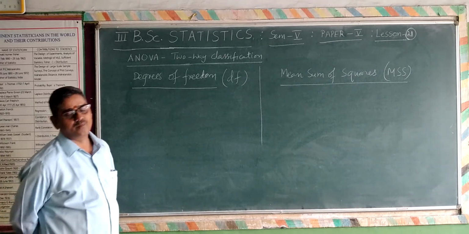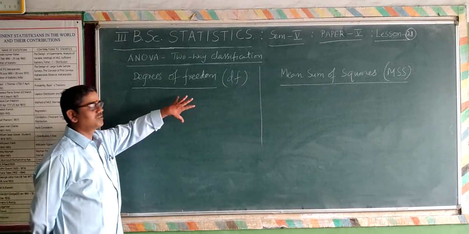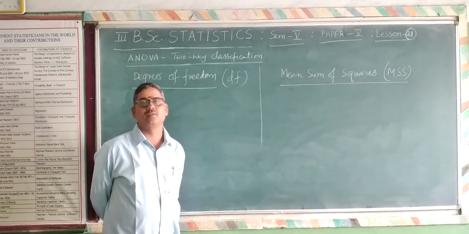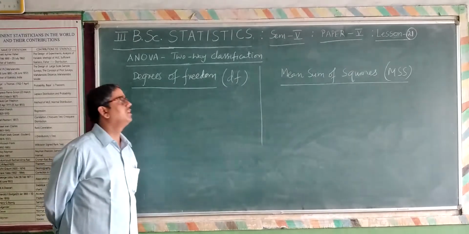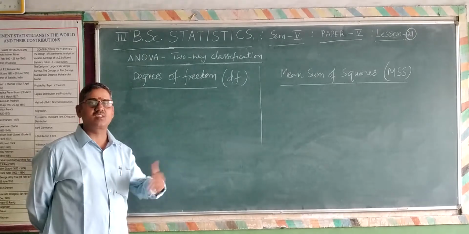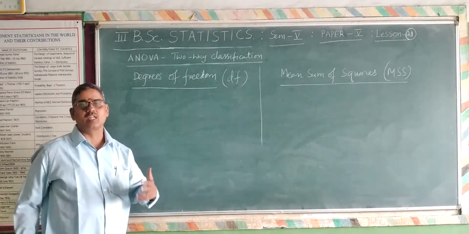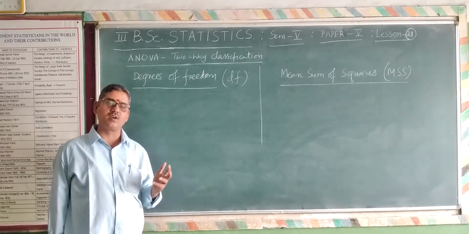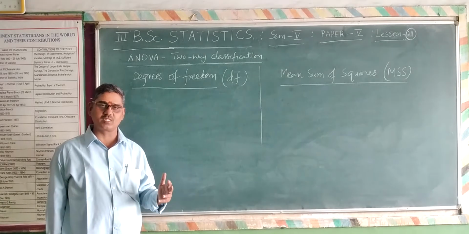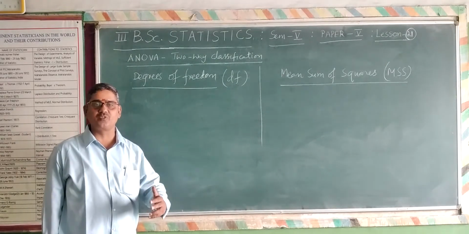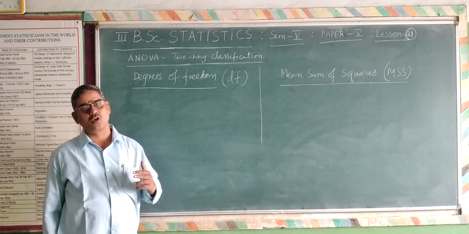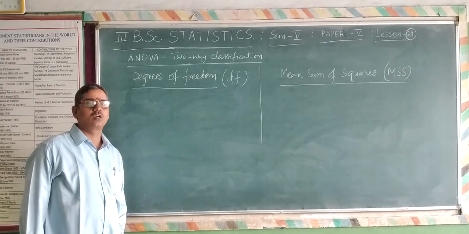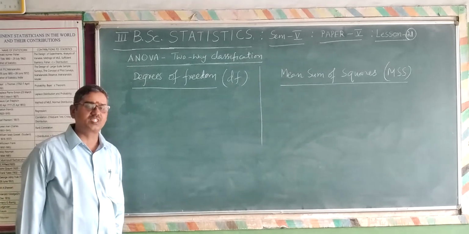And in this lesson, we discussed two important concepts: degrees of freedom and mean sum of squares of two-way classification. In the previous lesson, we finished the statistical analysis of the model, in which we learned the total sum of squares, the sum of squares due to the treatments SST, the sum of squares due to the varieties SSV, and the sum of squares due to the error. And now we have to know the degrees of freedom for those sums of squares.